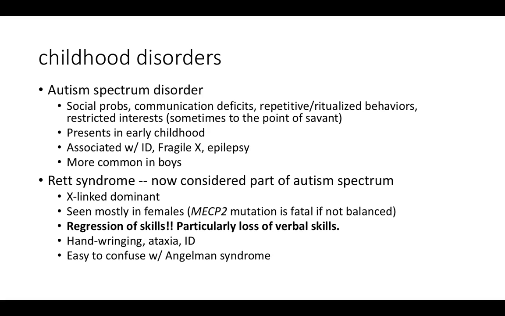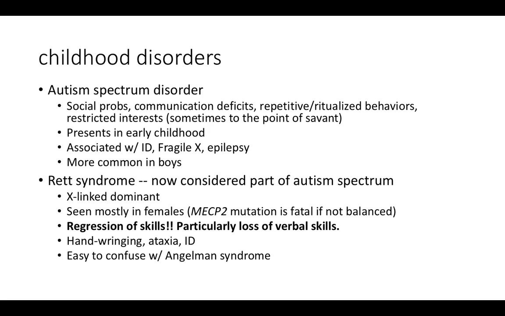Okay, so then moving on to autism spectrum disorders. You all know the symptoms of this: social problems, communication deficits, including talking late, not making good eye contact, also having repetitive or ritualized behaviors, lining things up in order, only liking things that are a certain color to eat, etc. Also having restricted interests. Sometimes this can go to the point where the interest becomes so specialized that the person is a savant. It always presents in early childhood, and it's associated with intellectual disability, Fragile X, and also epilepsy. Seizures are very frequent in people with autism spectrum disorder, and as a general rule, it's more common in boys.